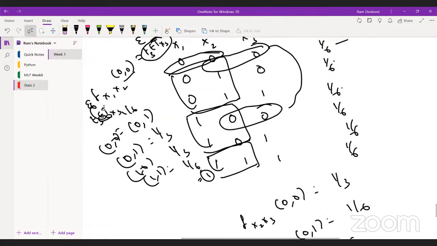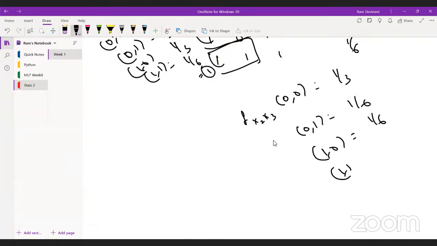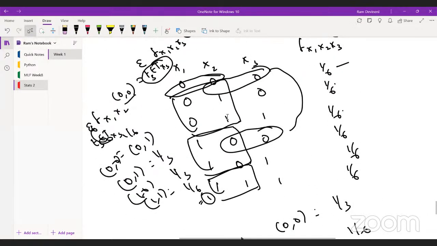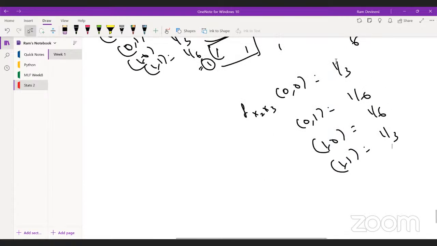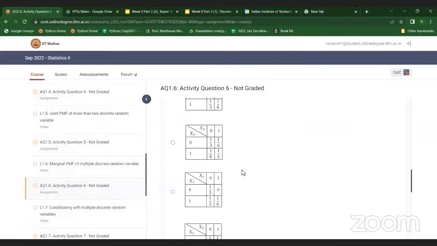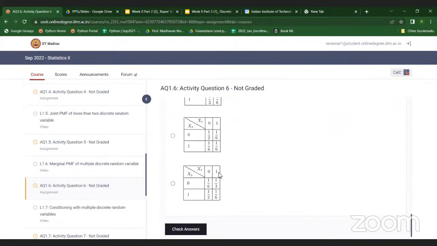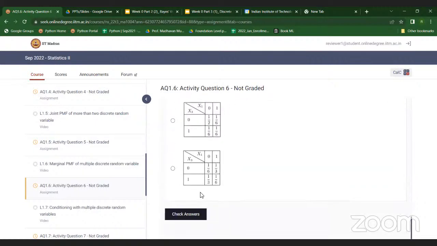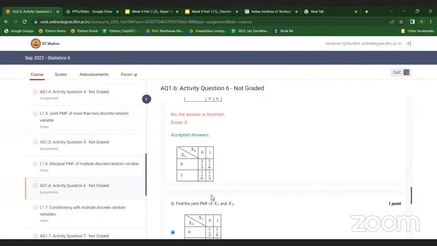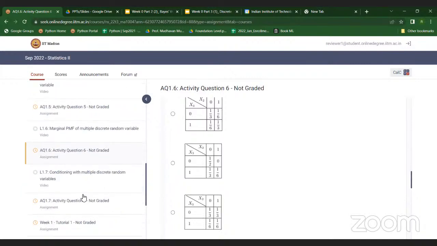And then 1, 0 only once, so 1, 0 is also 1 by 6. And then 1, 1 twice, here and here, so it's going to be 1 by 6 plus 1 by 6, 1 by 3. Even here, if we sum it up, it's going to be equal to 1. So it should be 1 by 3, 1 by 6, 1 by 6, 1 by 6. The option number 1 is correct. Check it. Okay, this we didn't select the option, that's why it's shown as wrong. But 1.6 is clear.